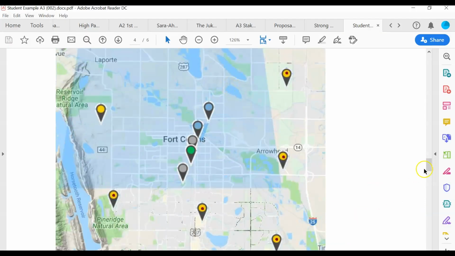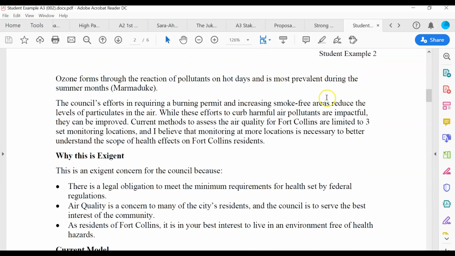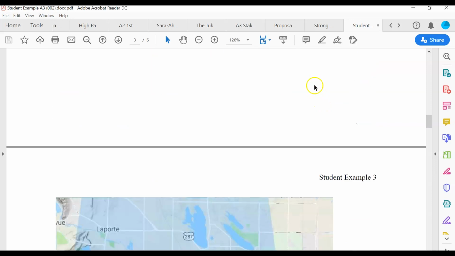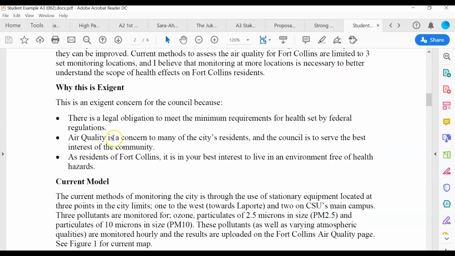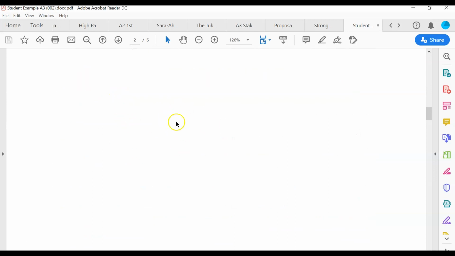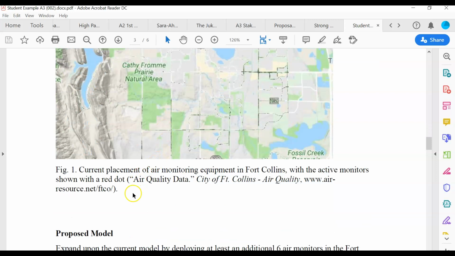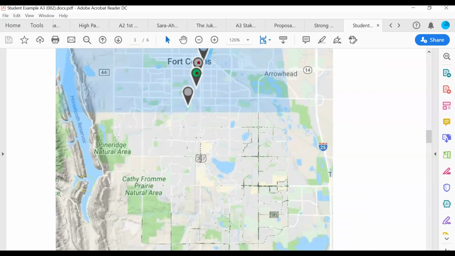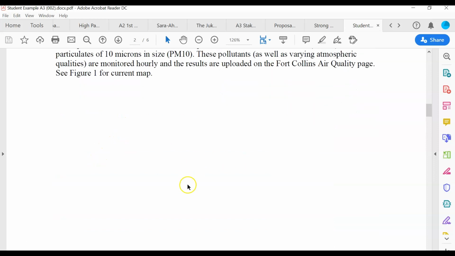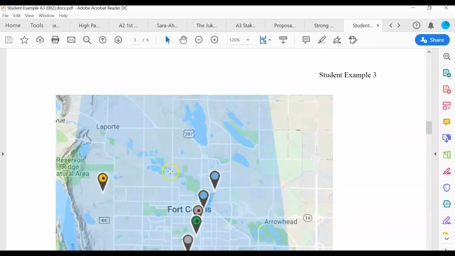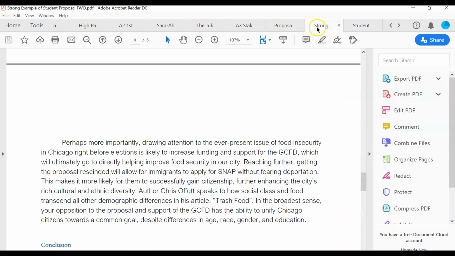So here we have a student example that I haven't actually assigned yet, but it's online. Let's take a look at this implementation of a visual. We're scrolling through and we have the second page here, and then we have this huge blank spot, and then the visual starts down here and it's huge. And it's labeled, which is nice, it's a figure, but it's enormous and there's all this white space on here. So as far as design goes, that's kind of inconsistent as well. So I encourage you to take a look at that.